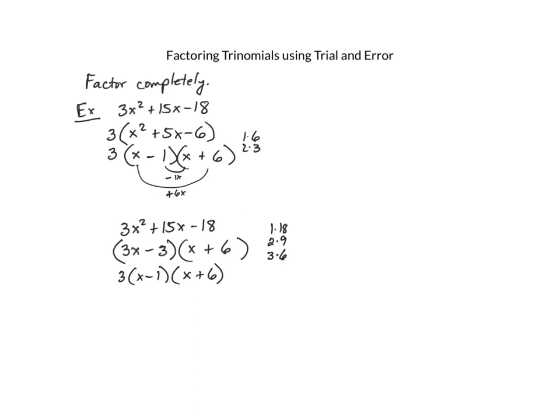But let me just mention this. I would take out the common factor first for 2 reasons. One, notice that the problem was easier to factor right here versus right here. There weren't as many possibilities to try. It was an easier trinomial to work with.